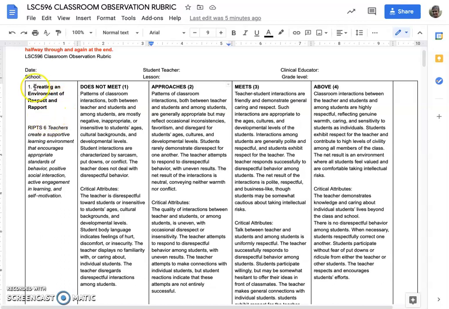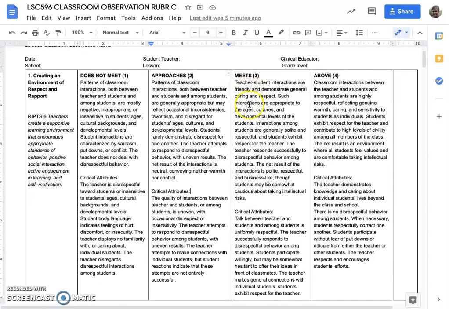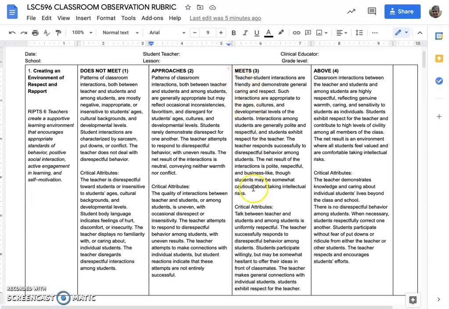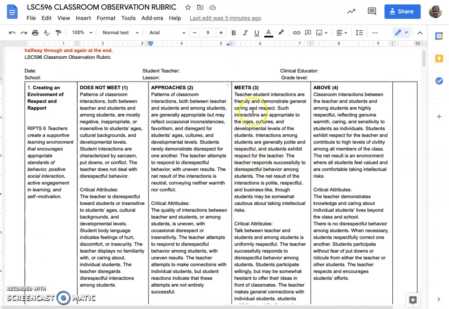So let's take this first one as an example, creating an environment of respect and rapport. You'll see that there's 4 levels of competency. Does not meet is 1, approaches is 2, meets 3, above is 4. So what I do is I read through, I usually start at meets, I read through how this rubric describes what meeting the competency level is of creating an environment of respect and rapport. And I'll look at my notes, and then if I say, okay, in this class there was generally caring and respect, so I might do this, and then I usually go up and highlight that.